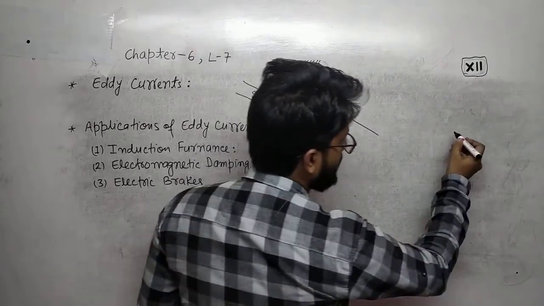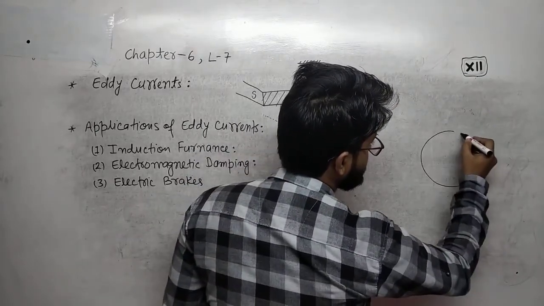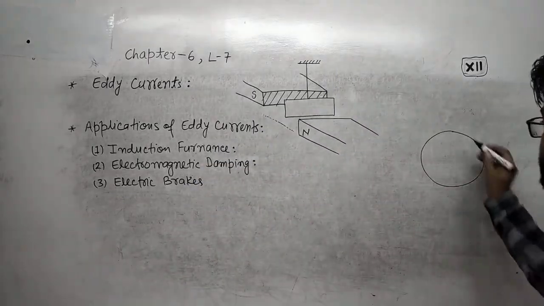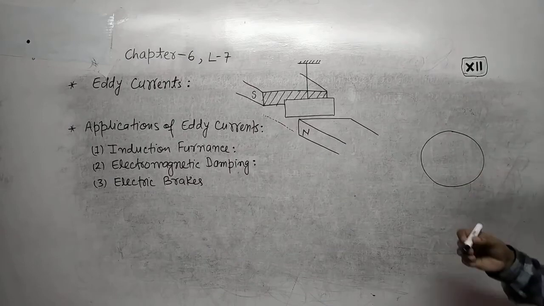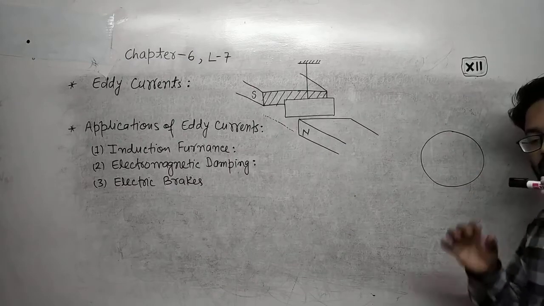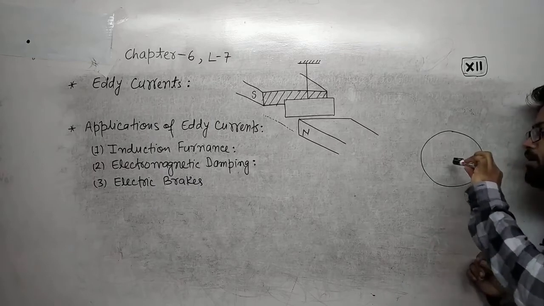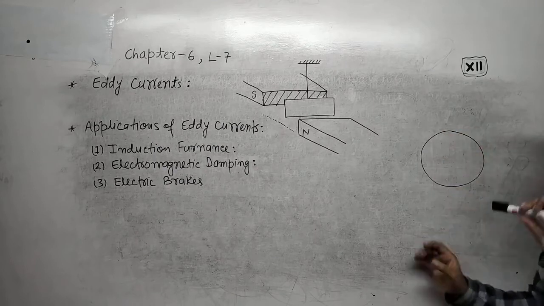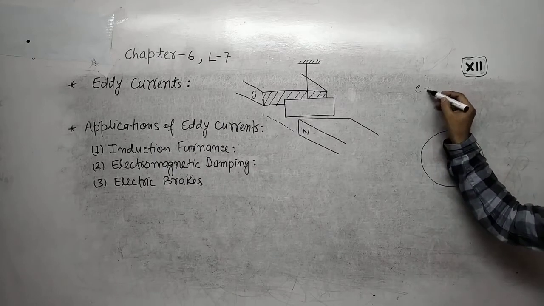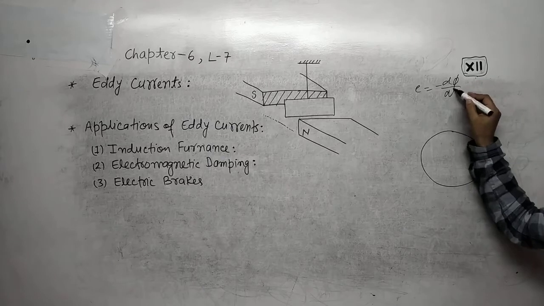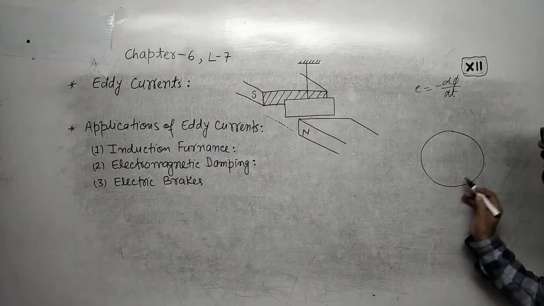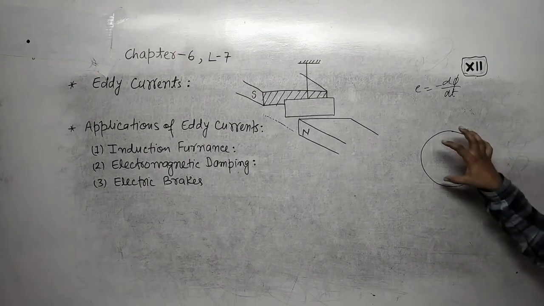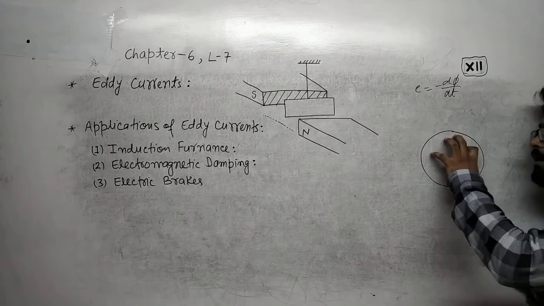What is Faraday's law? Let us suppose this is a coil made of metallic wire. When a magnet, north or south pole, comes closer to or moves away from the coil, what will happen? The magnetic flux passing through this coil will change, and according to the law, an induced EMF will develop, d phi upon dt. And if the circuit is closed, then there will be a current.